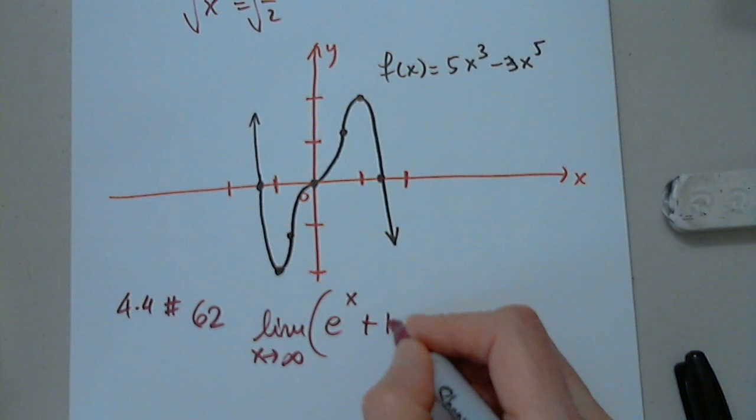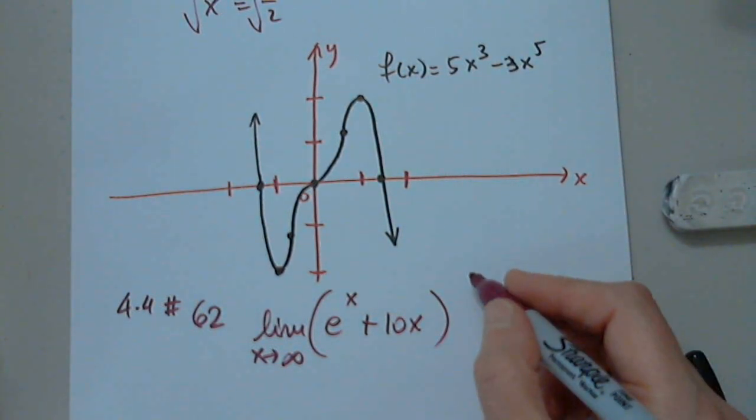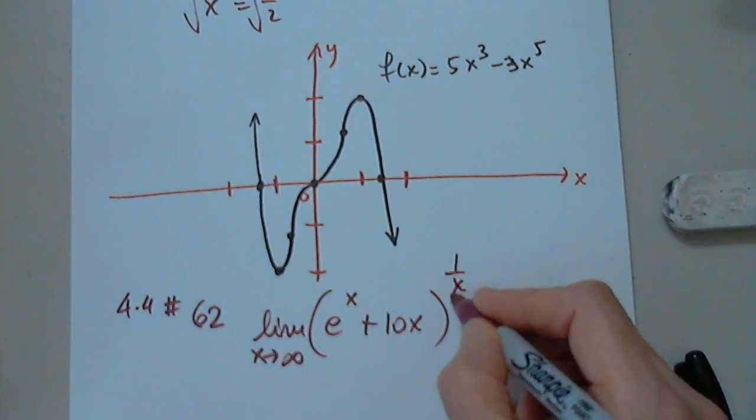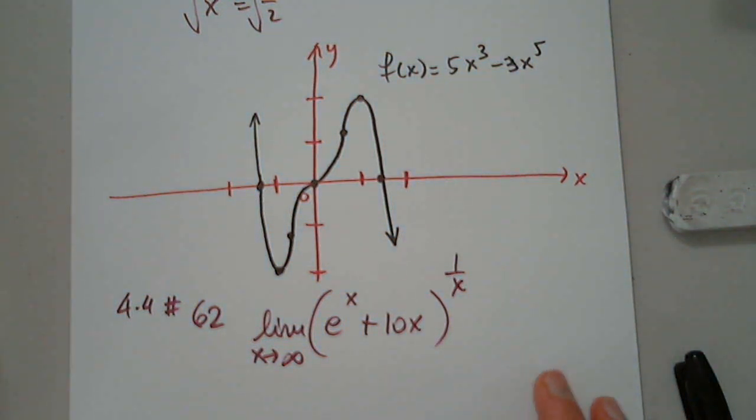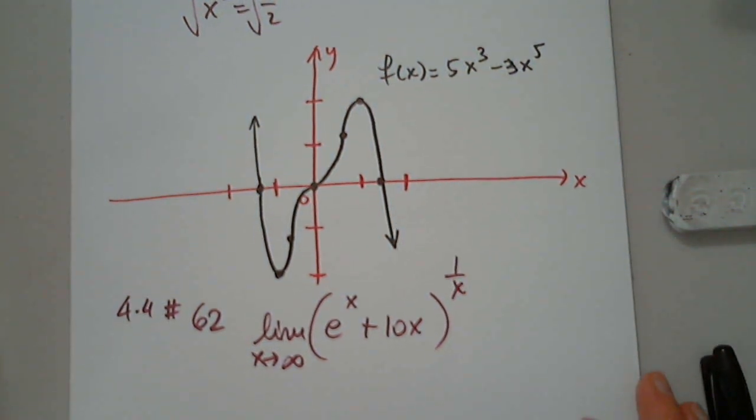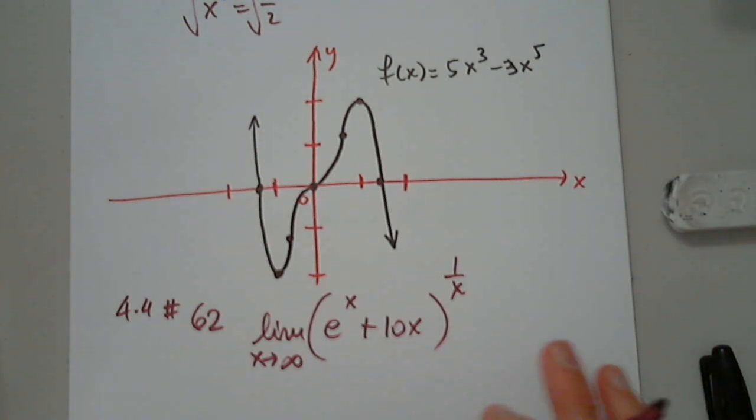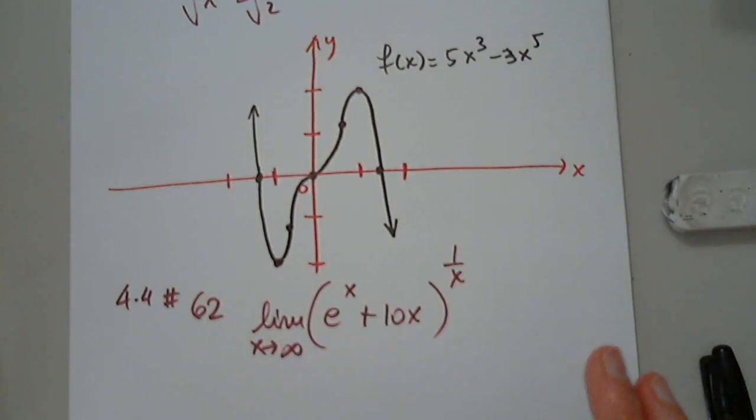Plus 10x, close parentheses, raised to 1 over x. Okay, perfect. Good. So like any limit, we have to see what this is.